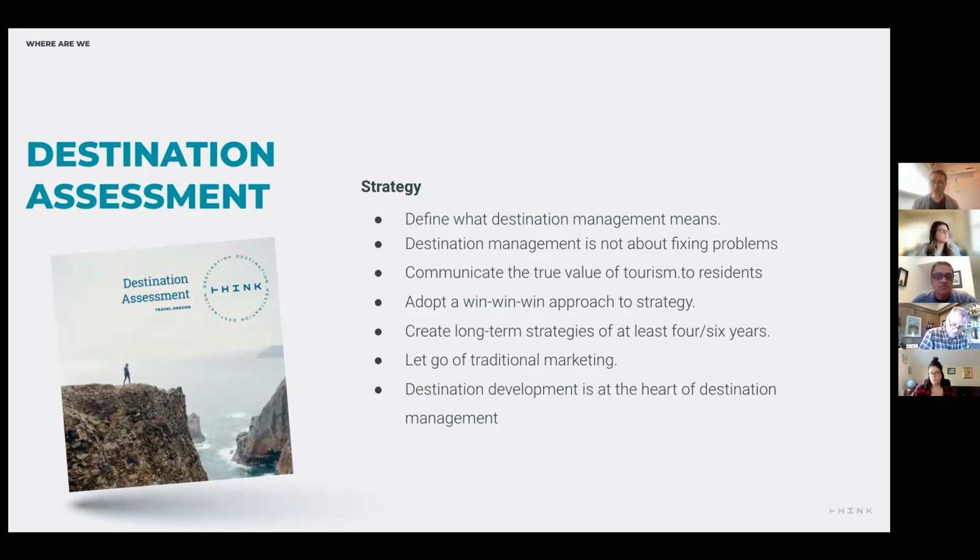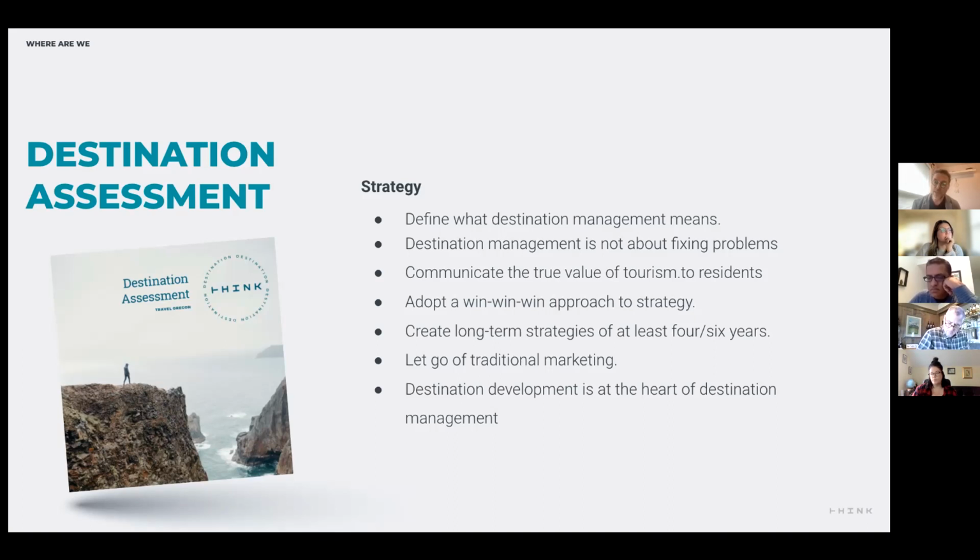Destination management is also not just about fixing problems that are there. It's also about thinking ahead and making sure that some of the challenges that could arise don't materialize, and going a little bit further ahead in our planning, where usually plans were created for 2 years. We want to now take a longer view, like where do we ultimately want to go? And also building relationships with value to residents across the state. Adopt a win-win-win approach to strategy, which means a win economically, a win socially, a win environmentally, and then, like I said, looking more at the long term.